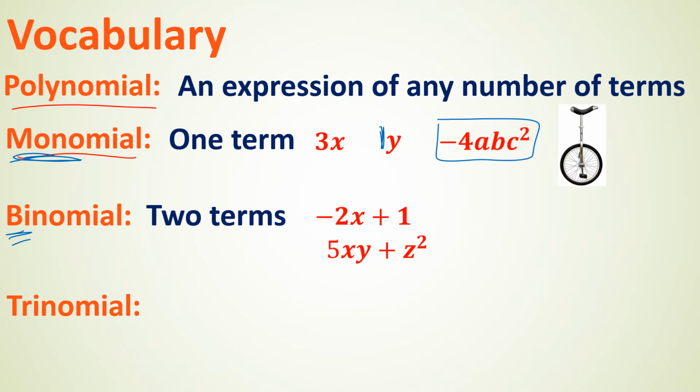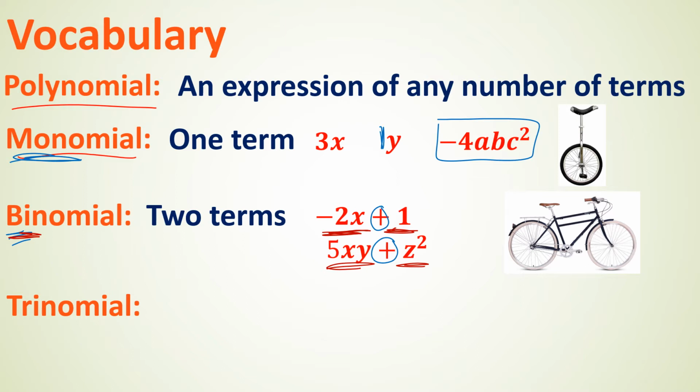So think about the difference. The difference between a monomial and a binomial is right here. You can see there's some addition specifically in these cases. There's an addition sign between the 2 terms. So for example, negative 2x is a monomial and positive 1 is a monomial. When you put them together, you get a binomial. Same thing with 5xy and z squared. Take those 2 things individually, they're monomials. Put them together with an addition or subtraction sign, and they're binomials. And of course, bicycle, right? 2 wheels. And trinomial, if you had to guess, right? 3 terms.